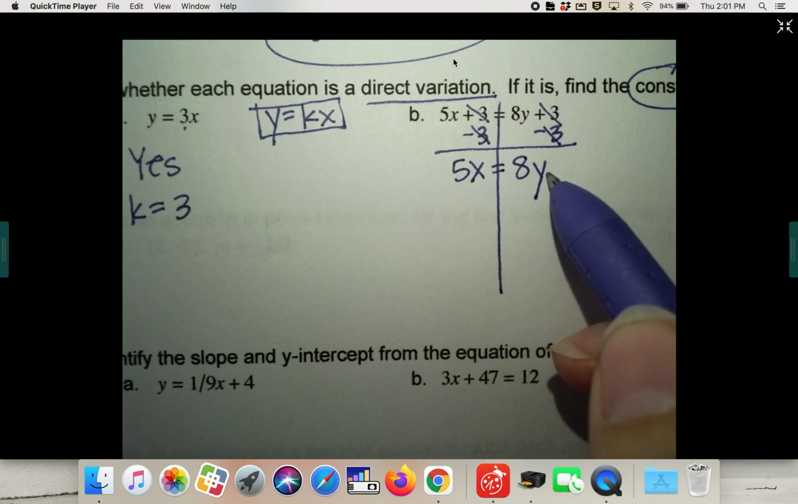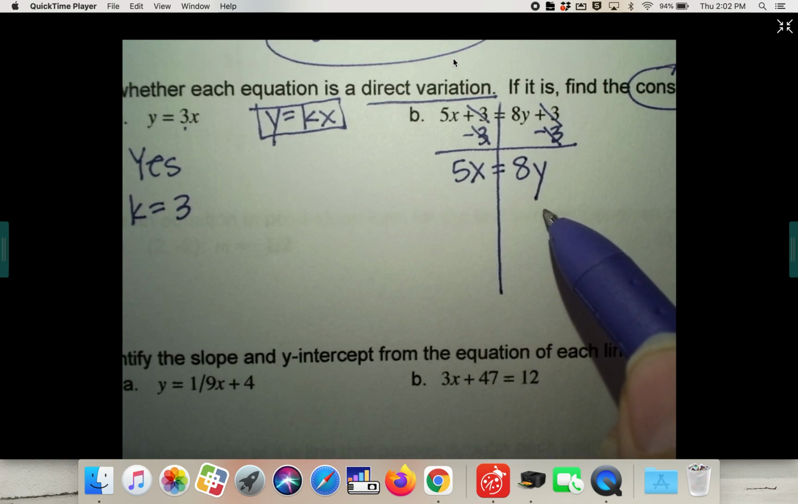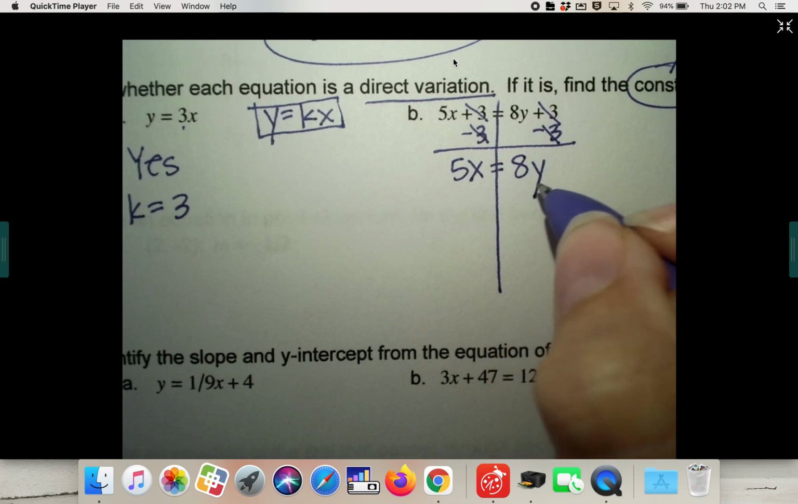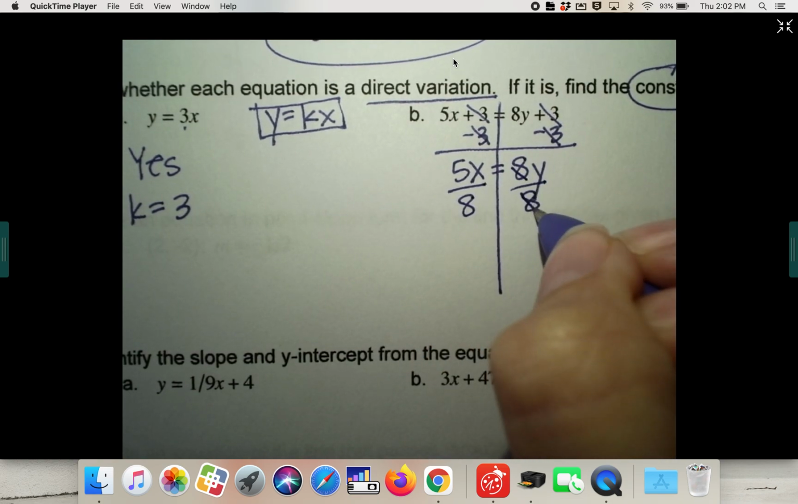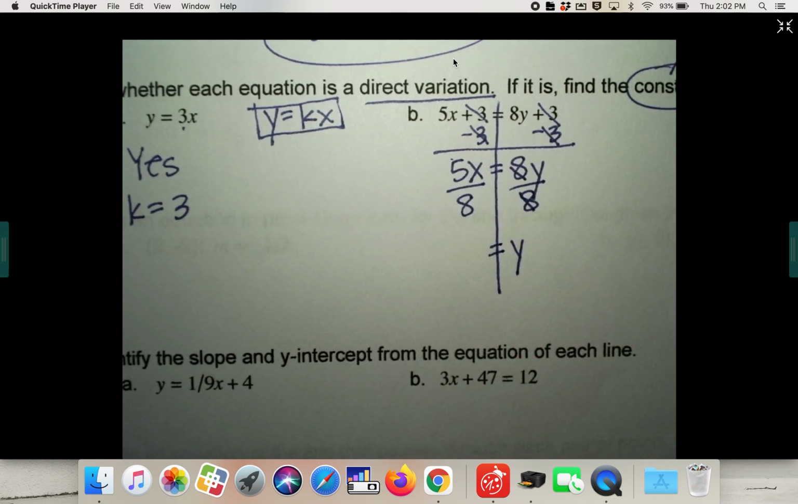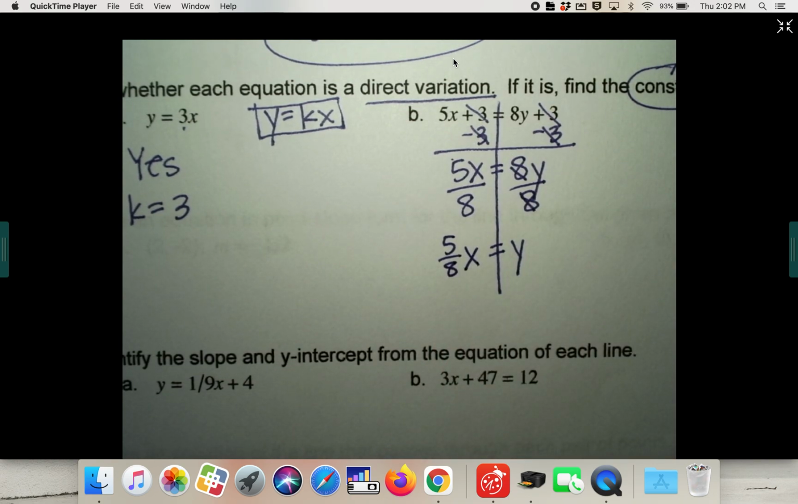And we need to get y by itself. So I'm not going to worry about moving it to the other side. It doesn't matter which side it's on as long as it's by itself. So right now 8 is being multiplied by it. So I am going to divide by 8 on both sides. And you can actually just leave it 5/8 x. Okay, so let's think about that. y equals 5/8 x.